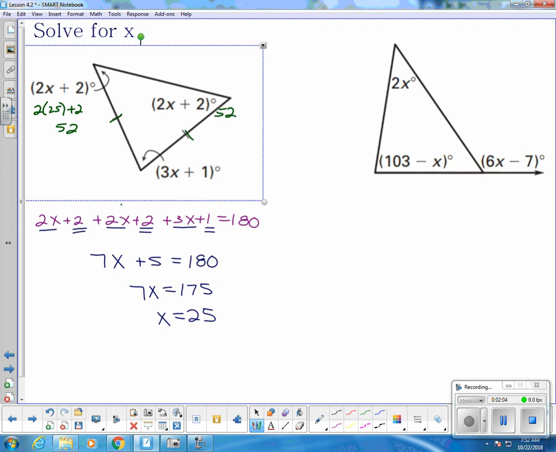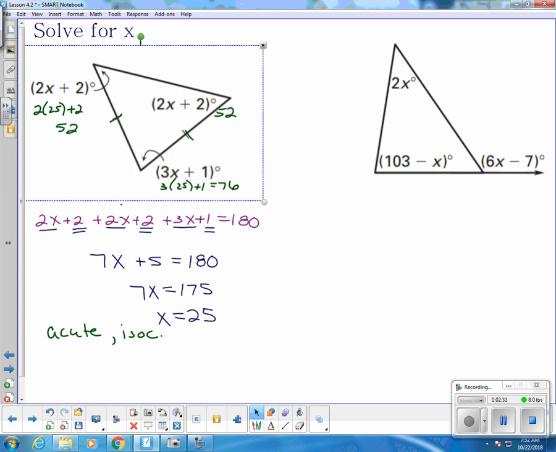This one is 75 plus 1, so that's 76. So by angles, this is acute. Yes, it's an acute isosceles triangle. So they may have you go a step further and name it, classify it by sides and angles. Okay.